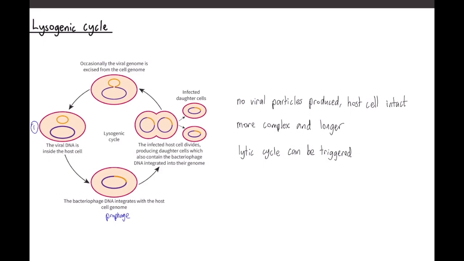Now, occasionally, as shown in the diagram, the prophage genome, the viral genome, does get excised from the host cell, and this forms bacteriophages and begins the lytic cycle. In fact, the lytic cycle can be triggered at any point in the lysogenic cycle and is often the case in many viruses, which can switch between the two different cycles when exposed to certain environmental conditions that can be either like UV light or chemical stressors.